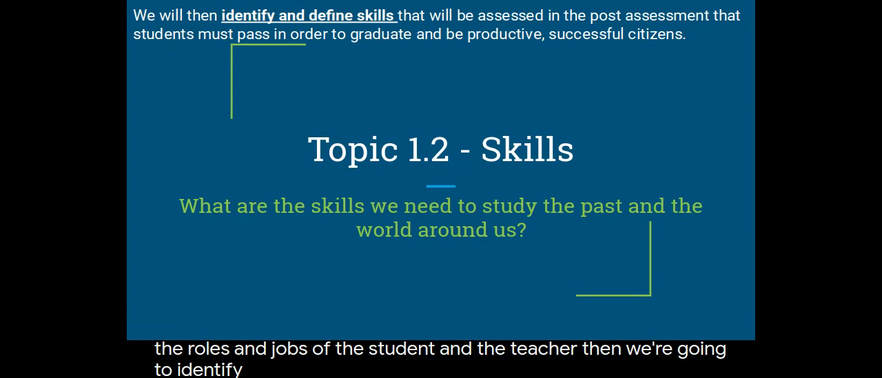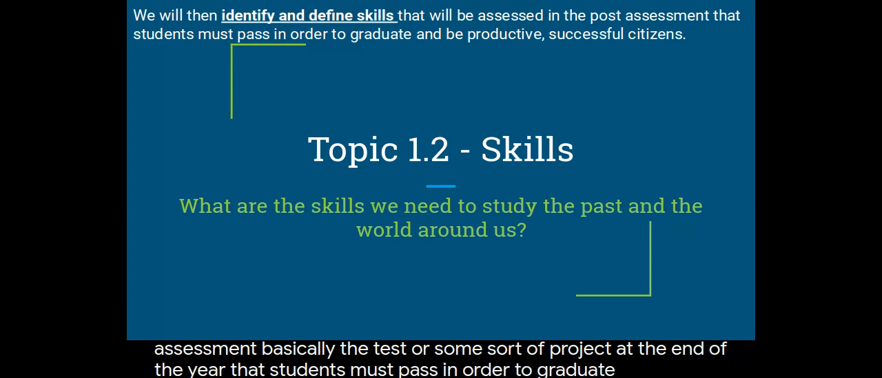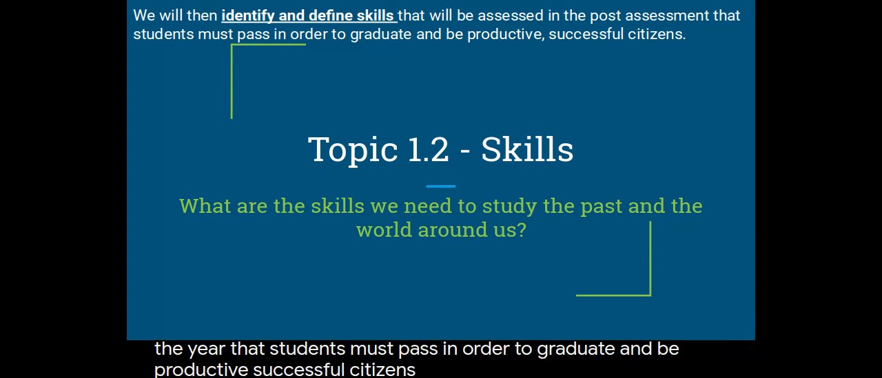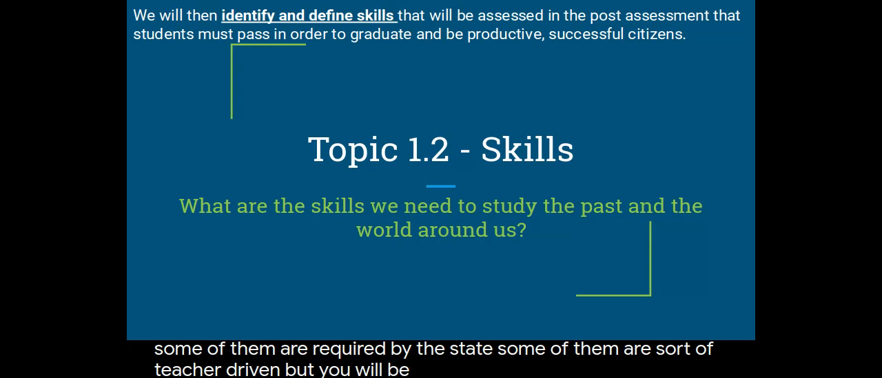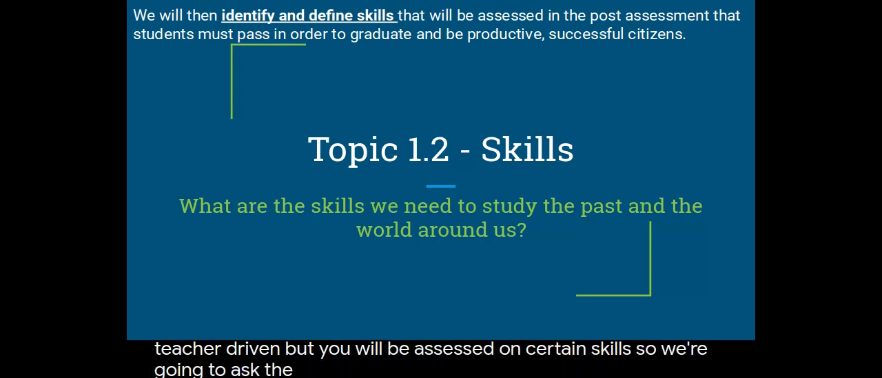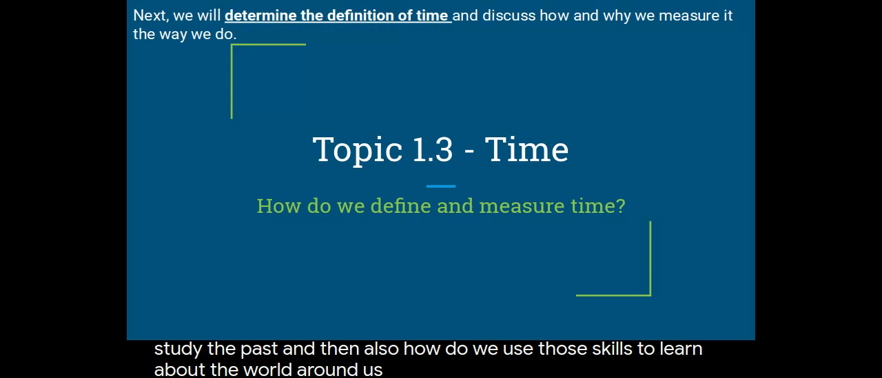Then we're going to identify and define skills that will be assessed in the post-assessment, basically the test or some sort of project at the end of the year that students must pass in order to graduate and be productive, successful citizens. There are layers to graduation. Some of them are required by the state. Some of them are sort of teacher-driven, but you will be assessed on certain skills. And so we're going to ask the question of what skills do we need to study the past, and then also how do we use those skills to learn about the world around us.